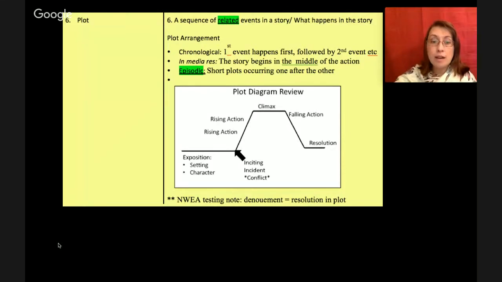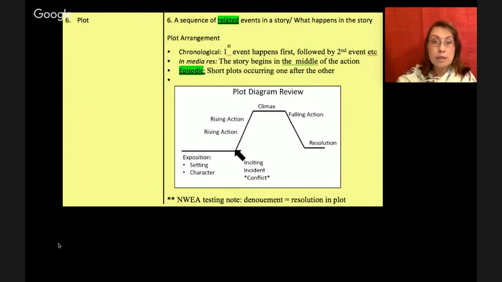Number 6, our last section here, is plot. And this is a sequence of related events in a story. It's basically what happens in the story. There are 3 types of plot arrangements I want to talk about. Most often a story is in chronological order. We have the beginning, the middle, and the end of the story. There's first event, second, third, on like that.